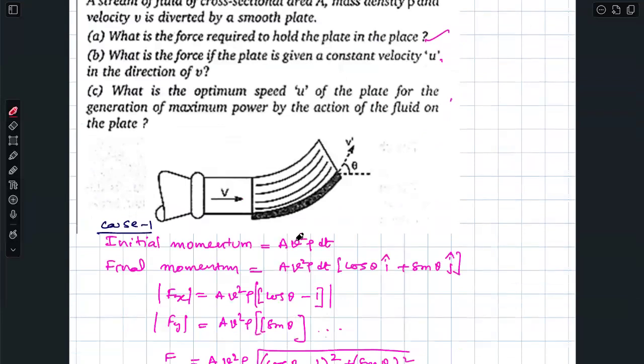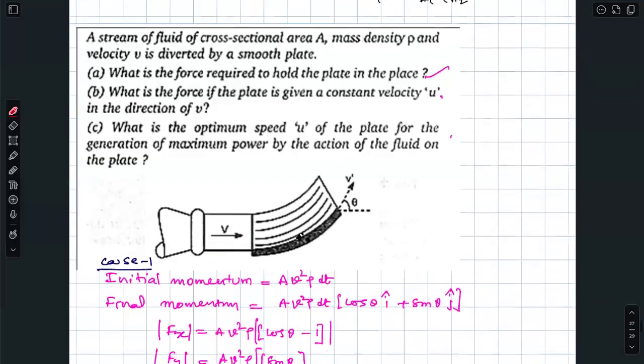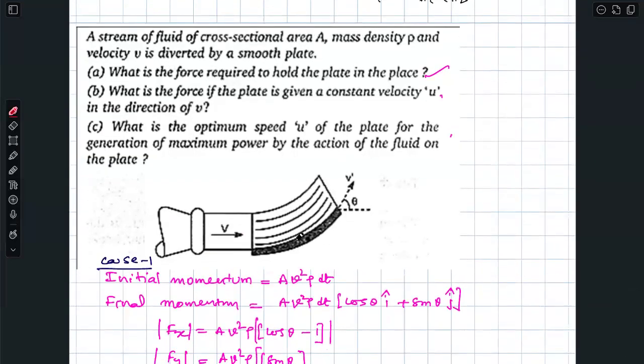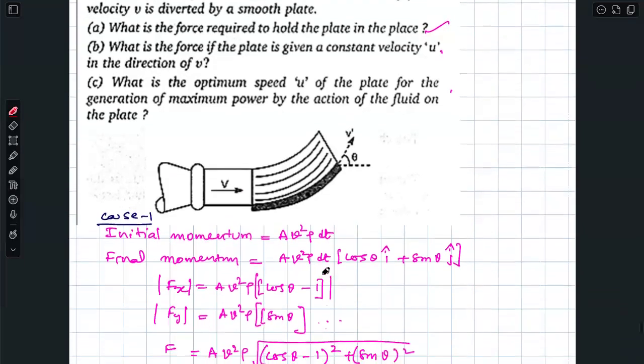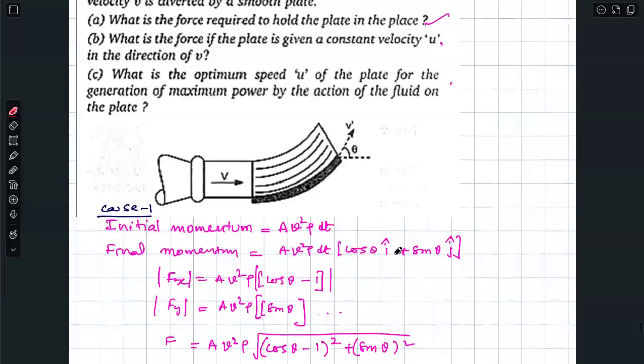Same question, only a small difference. A stream of fluid of cross-sectional area A, mass density rho and velocity V is diverted by a smooth plate. Same question. Previously a wedge arrangement, now some curved arrangement. What is the force required to hold the plate in place? Same approach. Initial momentum you see, A V square rho dt. Final momentum, A V square rho dt cos theta i cap plus sin theta j cap.